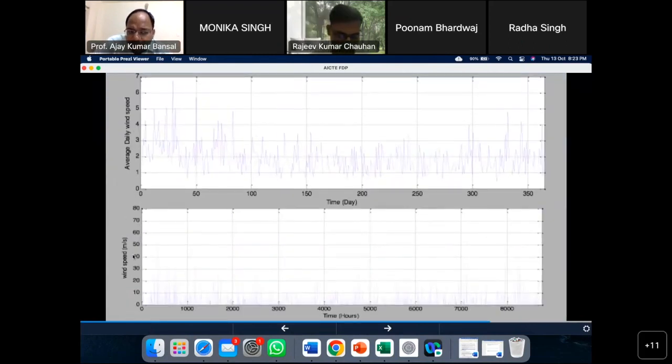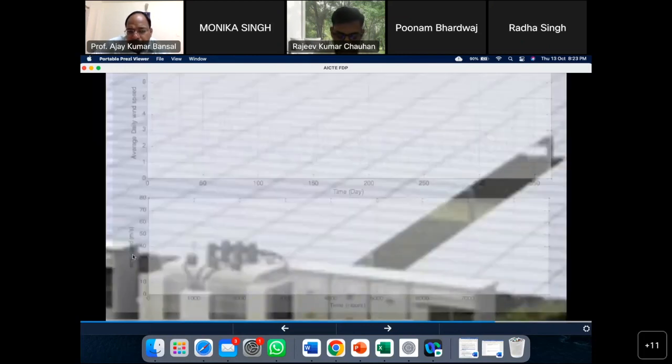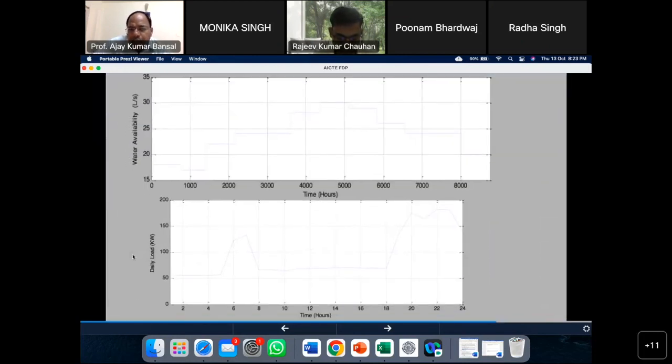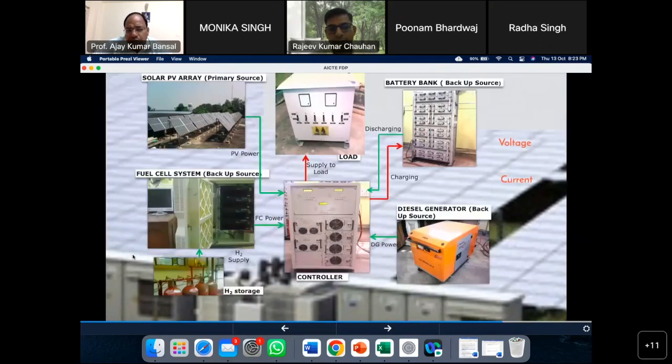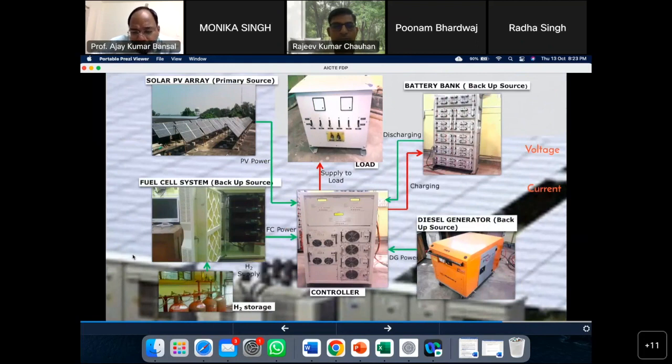Then we have wind speed, where the daily average wind speed graph has been shown. We have water availability on the basis of various requirements. What is the daily load which we are using? These are examples of the system.